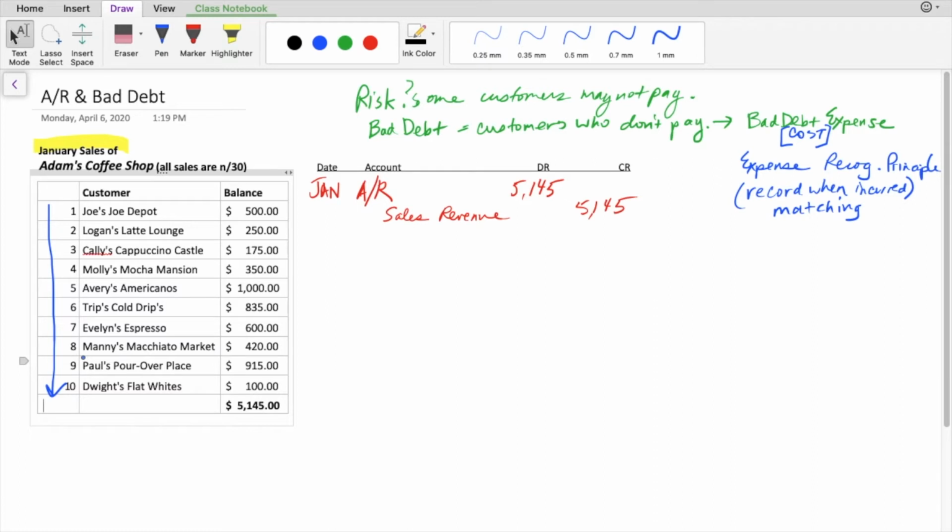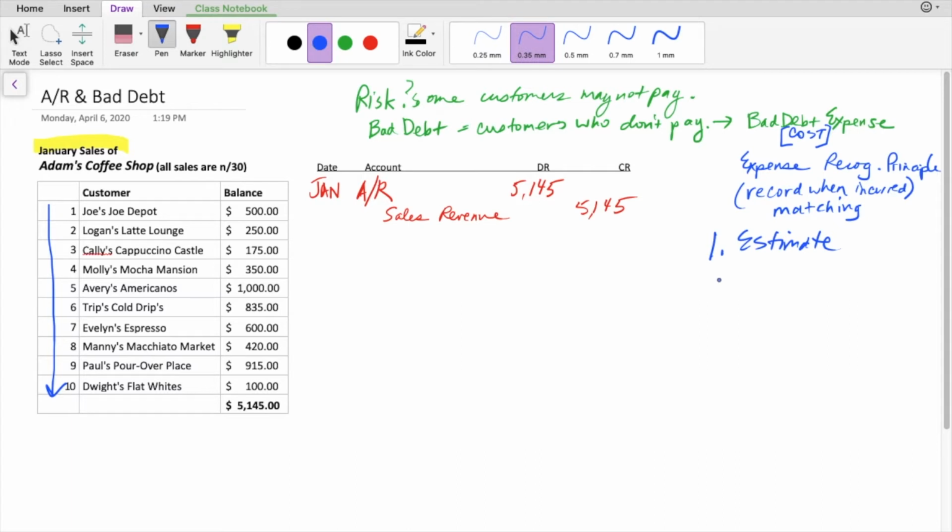But since I don't have a specific customer that I'm aware of at this present time who is not going to pay me, I have to estimate. So, the first thing we're going to have to do here is estimate.